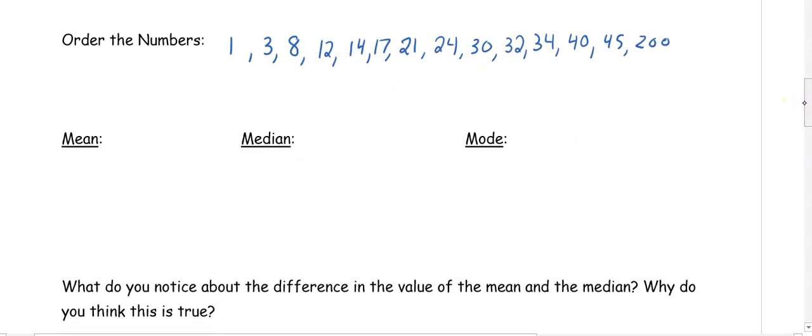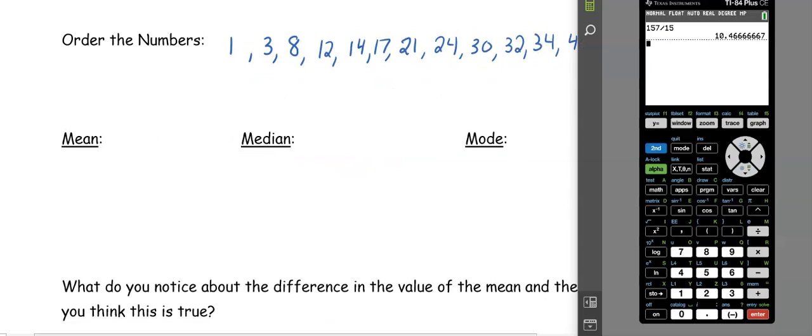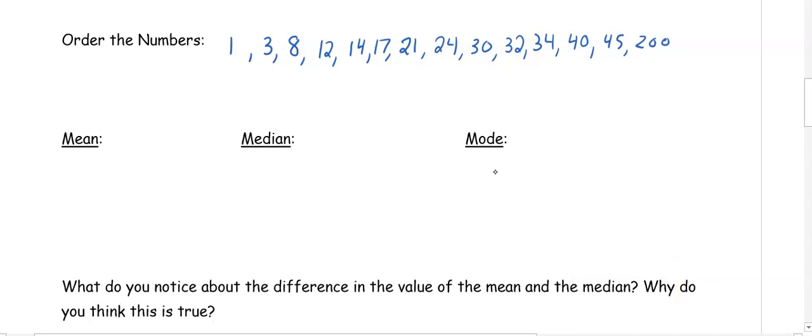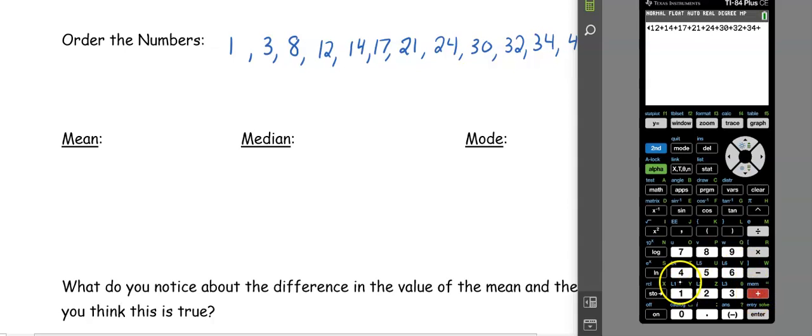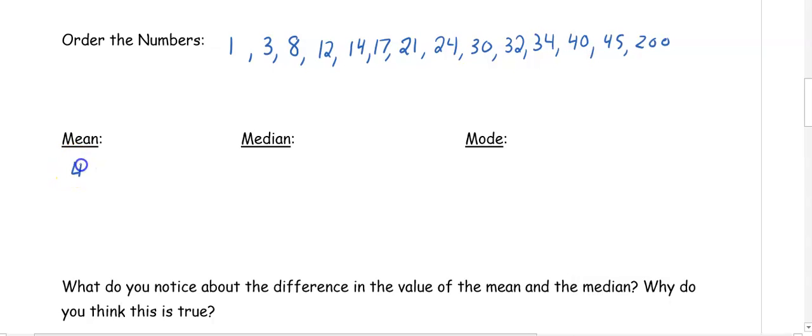First I want to find the mean, which means I need to add all of these numbers together. So we have 1 plus 3 plus 8 plus 12 plus 14 plus 17 plus 21 plus 24 plus 30 plus 32 plus 34 plus 40 plus 45 plus 200. So that's going to get us 481.